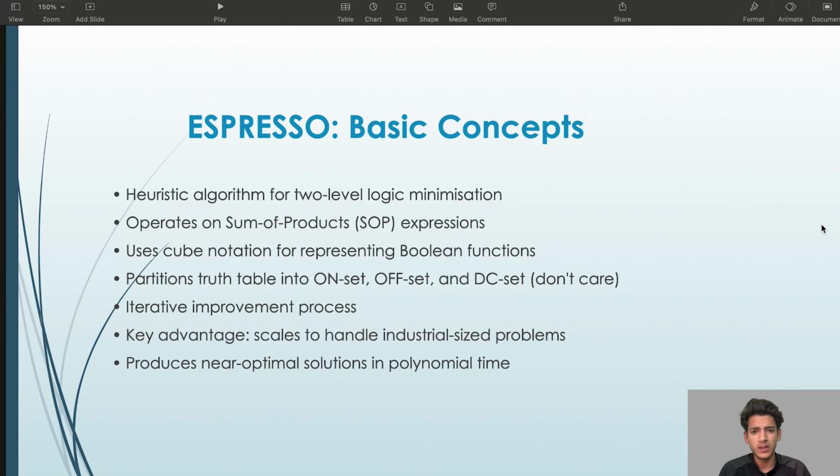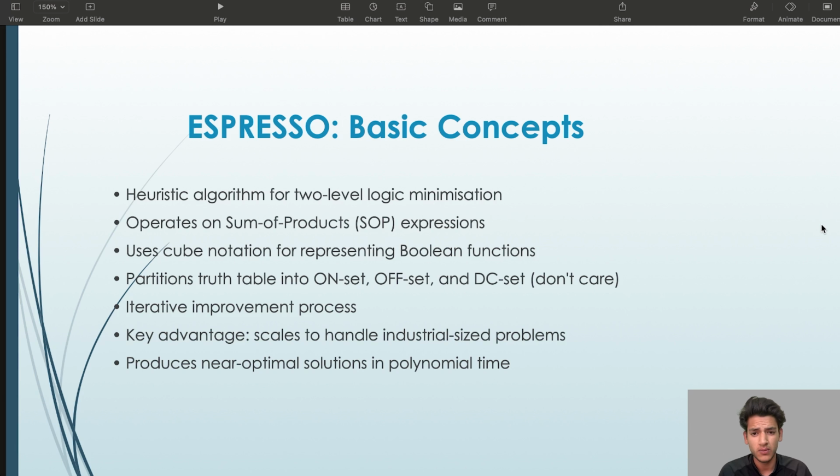Now we have covered the basics for our Espresso algorithm. Now let's introduce Espresso. Unlike exhaustive search methods that try every possible solution, Espresso is a heuristic algorithm. This means it uses rules and iterative approximation to find a solution that is good enough, a near optimal result rather than the absolute minimum. At its core, the algorithm works on Boolean functions represented in sum of products form.